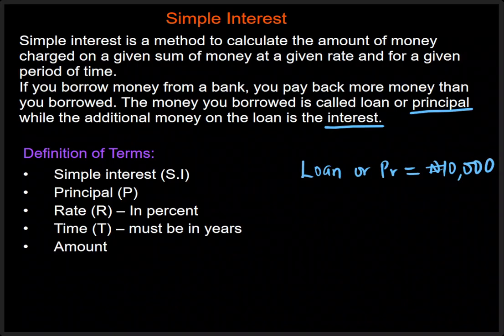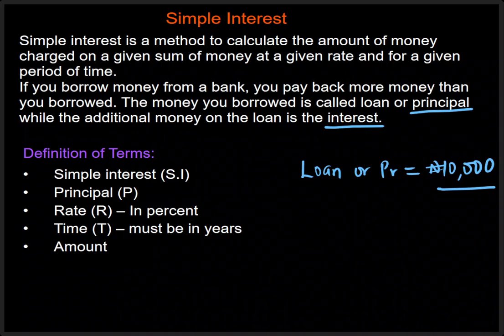Now, when you are returning the money, take note, let me explain the difference between principal and interest. When you are returning the money, if it's a loan, you won't return exactly the 10,000 naira you borrowed. Of course, something will be added to the 10,000 naira that you borrowed. So that's where the simple interest comes in.